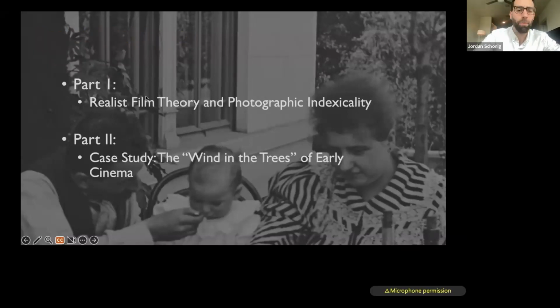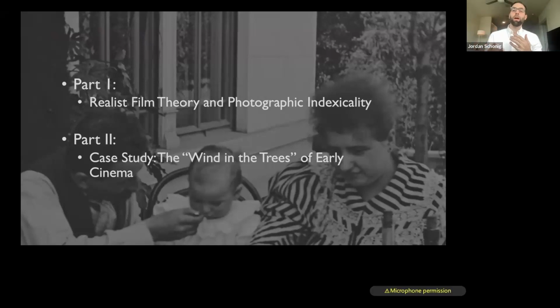This lecture is going to happen in two parts. The first is going to be a little bit of background on what I'm calling realist film theory and photographic indexicality. And the second part is going to be a case study in the ways in which traditions of realist film theory have influenced particular myths that film historians are interested in. And that myth that I'm interested in is called the wind in the trees.